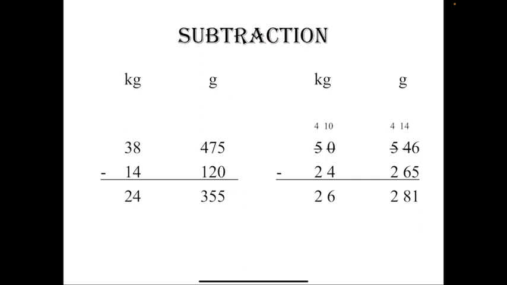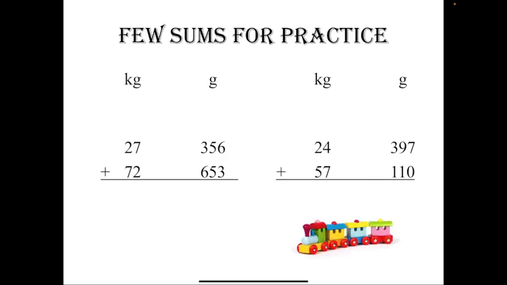So I hope children you have understood how to add and subtract weights. Now I am giving you few sums for practice. 27 kilograms 356 grams plus 72 kilograms 653 grams. The next sum is 24 kilograms 397 grams plus 57 kilograms 110 grams. I hope children you can do these sums on your own without your parents' help. Do them in your rough copy.